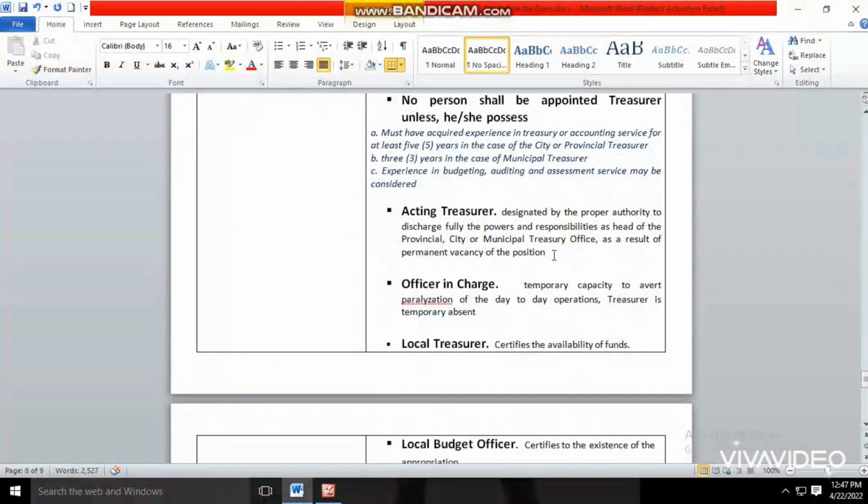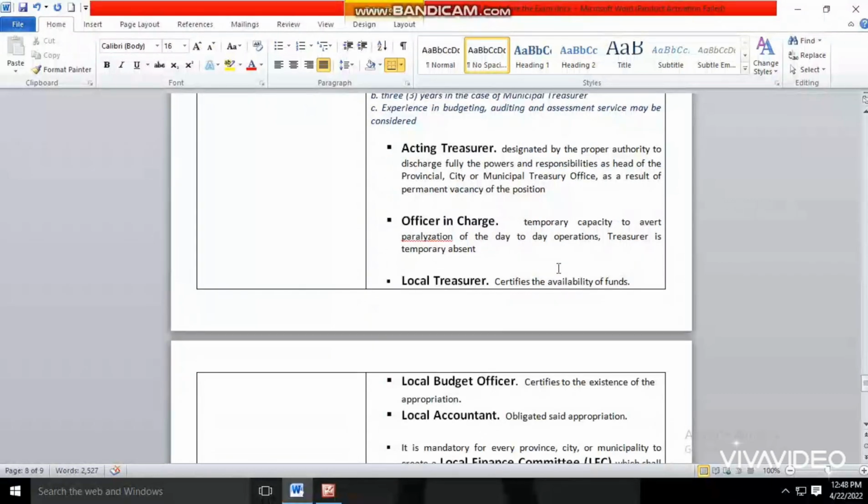The local treasurer is known as the one who certifies the availability of fund. Sino naman po yung nagsicertify for the existence of appropriation? It is the local budget officer. And someone who obligated the said appropriation and checks if kompleto yung mga document attachment is the local accountant.